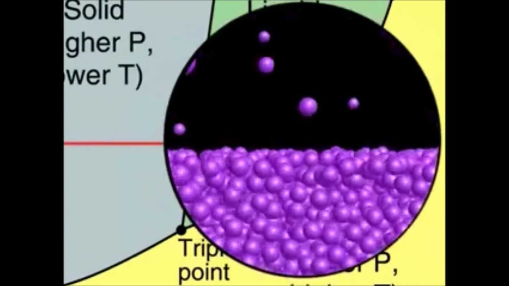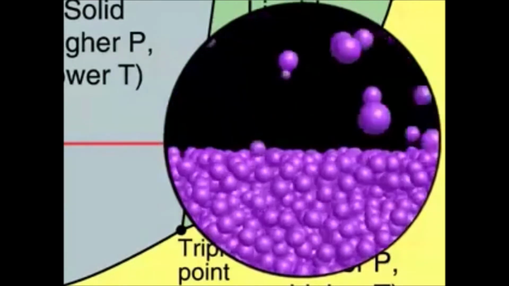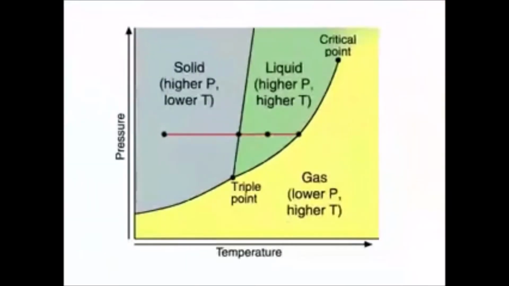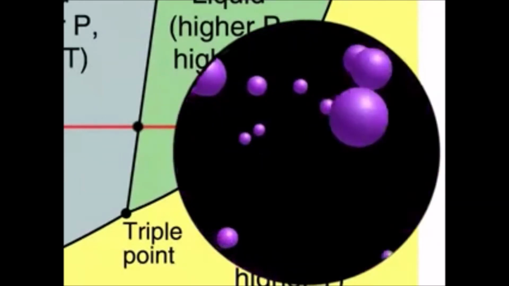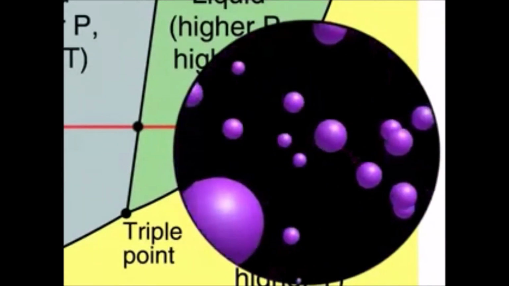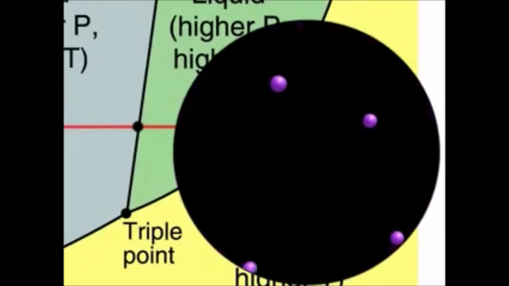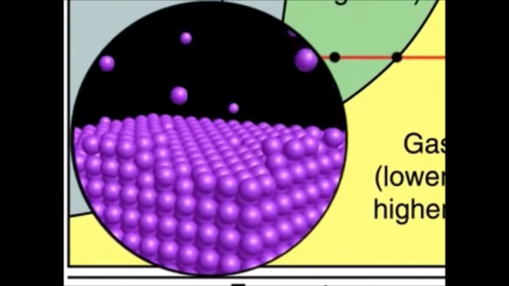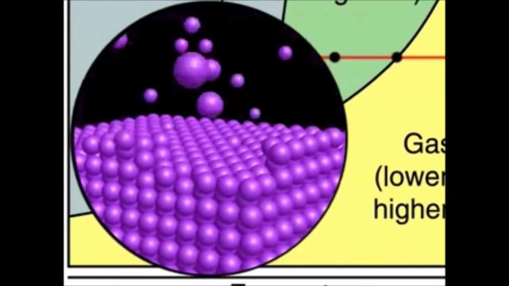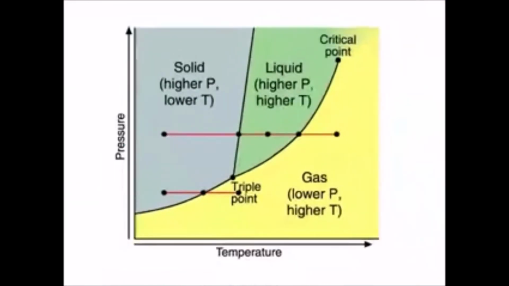Then, the liquid and gas are in equilibrium, and further heating vaporizes the sample to the gas. Suppose we had begun at some pressure below the triple point pressure. We begin with the solid as before, but heating brings the solid into equilibrium with the gas, not with the liquid. And further heating sublimes the solid to the gas.